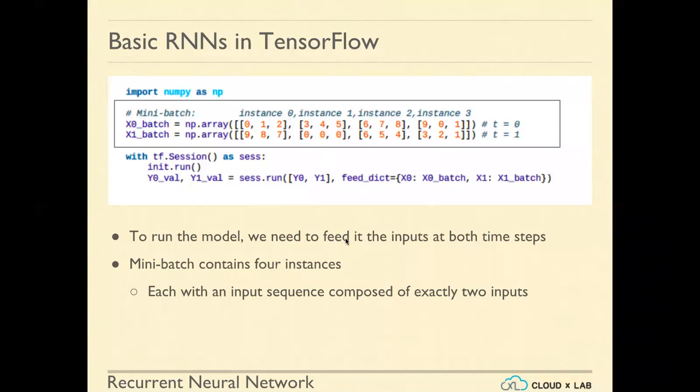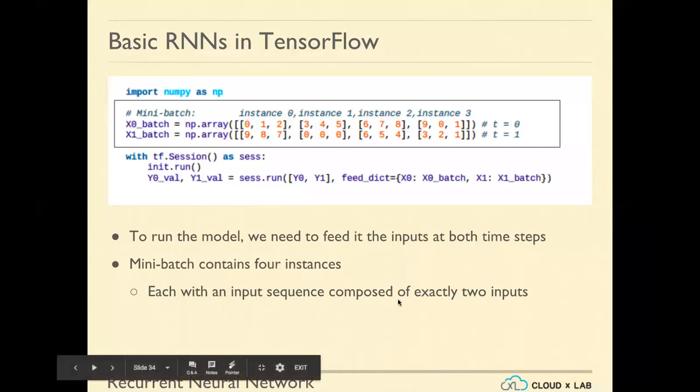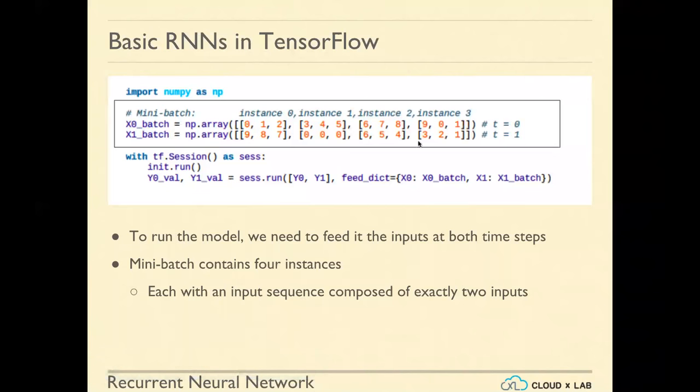To run the model, we need to feed the inputs. A mini batch contains 4 instances, each with an input sequence composed of exactly 2 inputs. This is 4, right? So we basically have 2 inputs, one at t0 and one at t1. So this is x0 and x1.